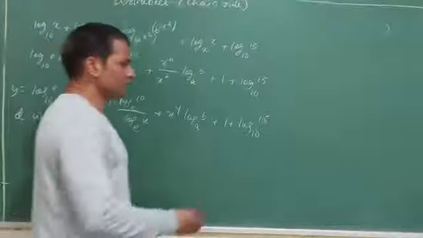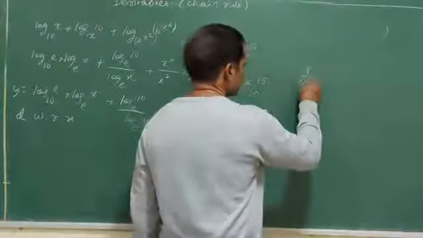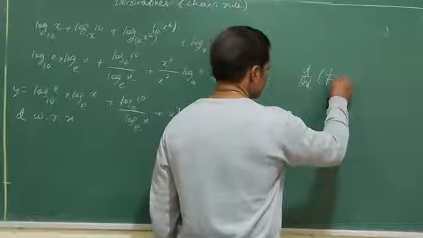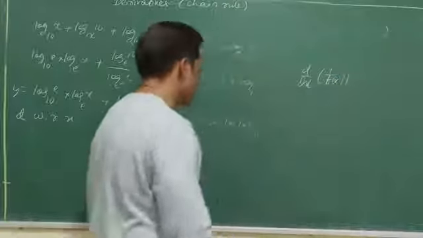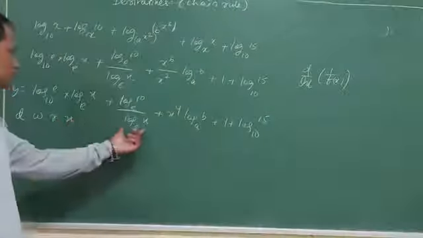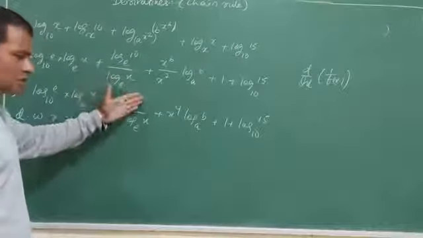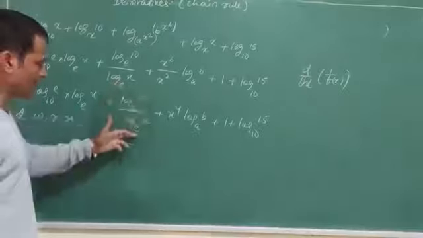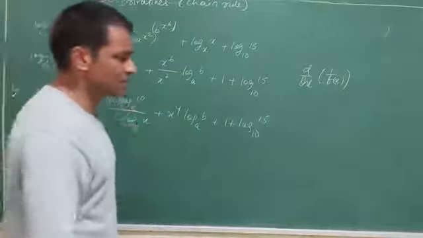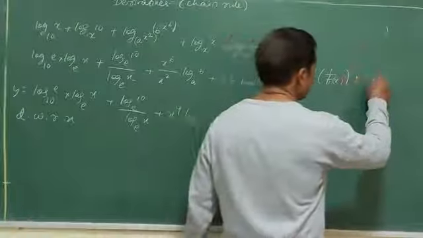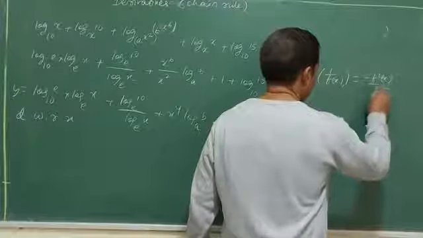Yesterday I gave you one formula, d by dx of 1 by f(x). Why am I going to apply this formula? I will apply it here. 1 by f(x) is considered here, and the constant we keep silent. What is the answer? Minus f dash x by f(x) whole square.